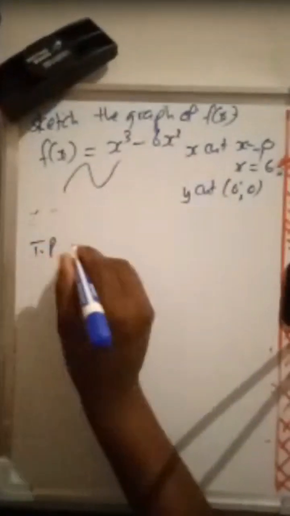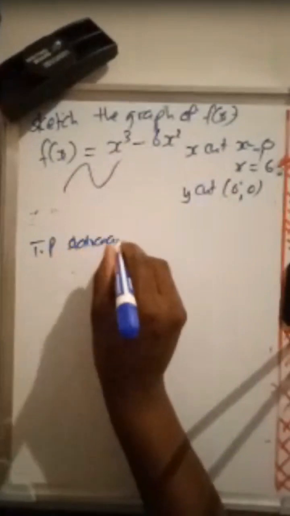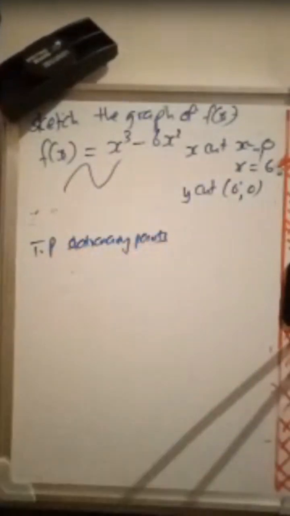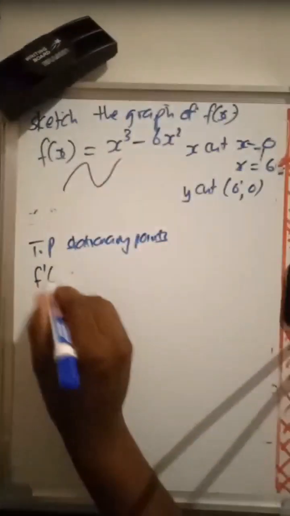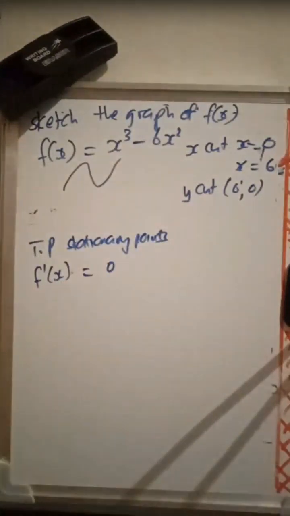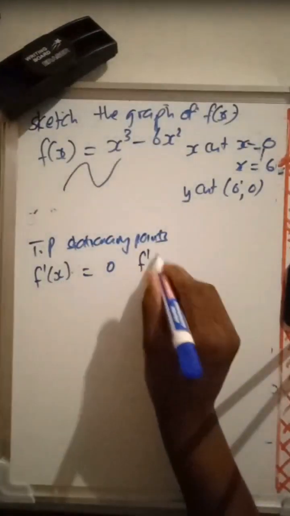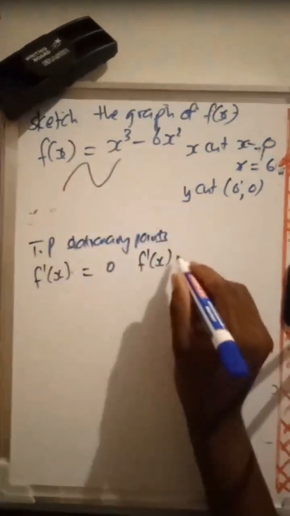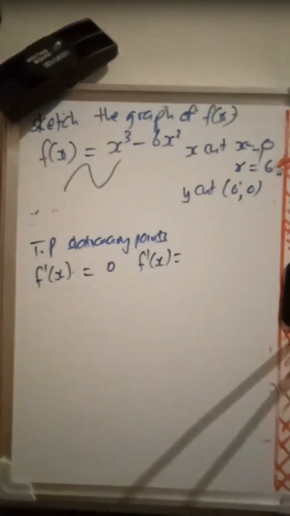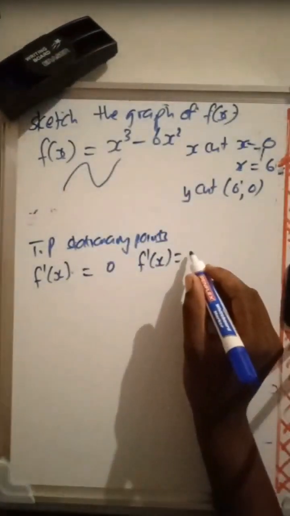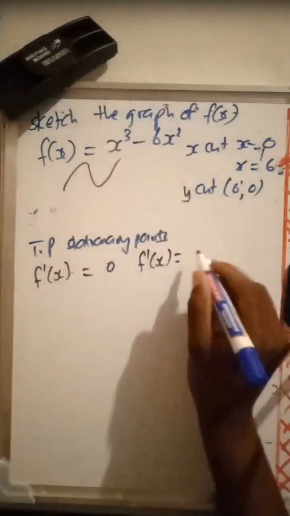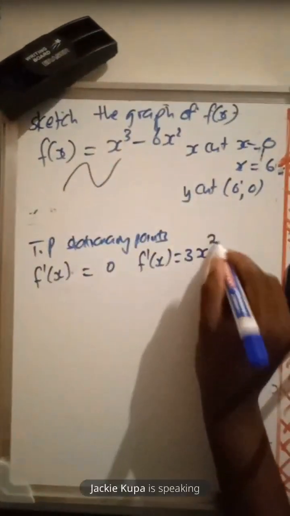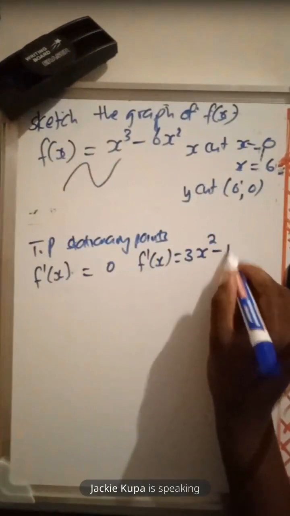Now we go to the stationary points, the turning points. Which are the stationary points? Right? In order to find the stationary points, what do we do? We have to find the first derivative and equate it to 0. Now, what is the first derivative there? What do I get from our differentiation? 3x squared minus 12x.